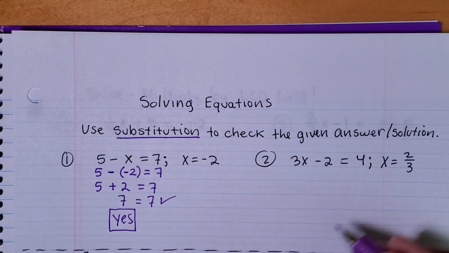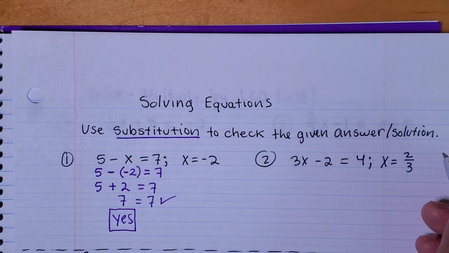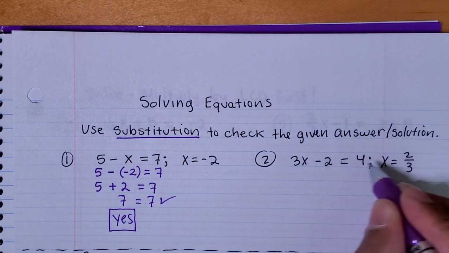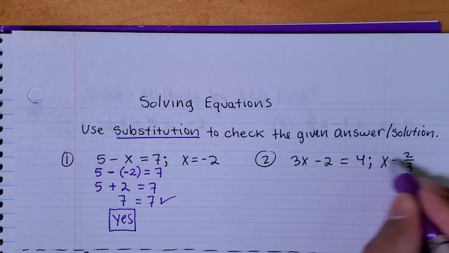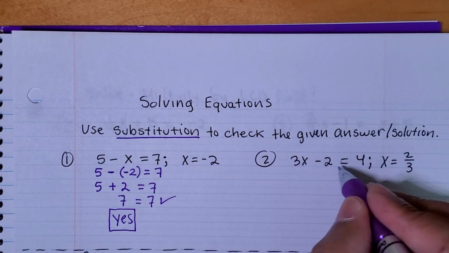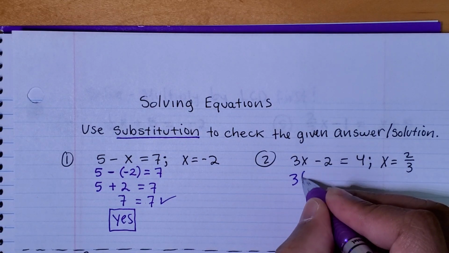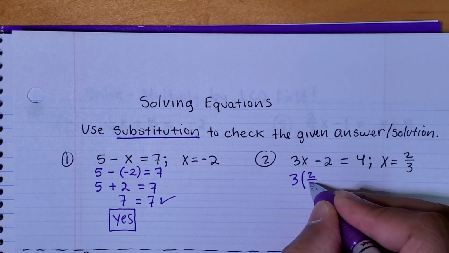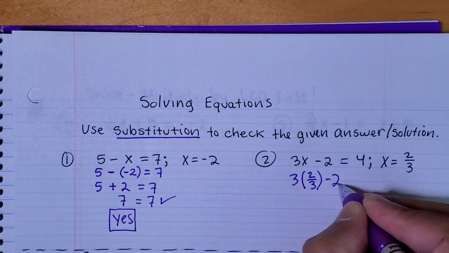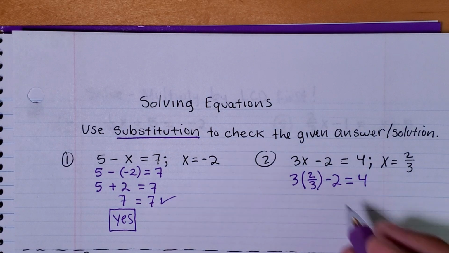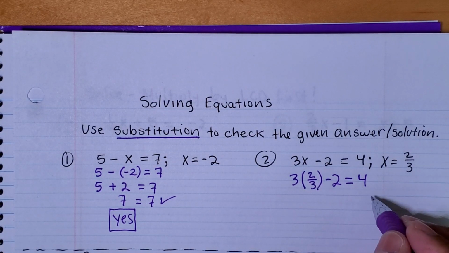All right, let's do the same thing with this example here. So notice now x is equal to 2/3. Let's see if this is a solution to this equation. Okay, and that will make this a true statement. So then 3, and then instead of x, it's going to be 2/3 minus 2, and we want to know if this is equal to 4, if this makes this equation a true statement.